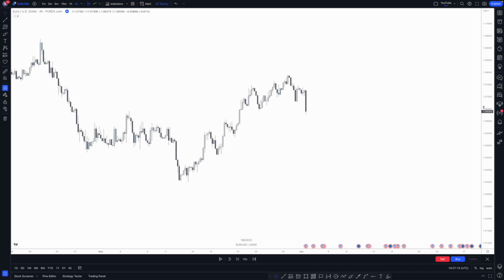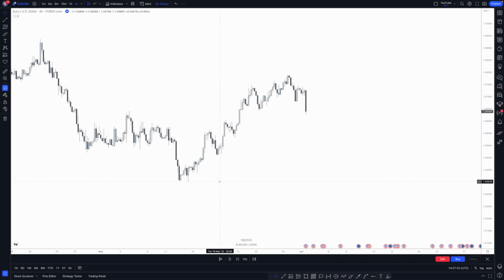In today's video, what I'm going to do is go through a more mechanical way that you can mark market structure. Now obviously I've done a video on this in the past and showed you how I used to mark market structure, and how I used to do it is basically by measuring the pip pullback.